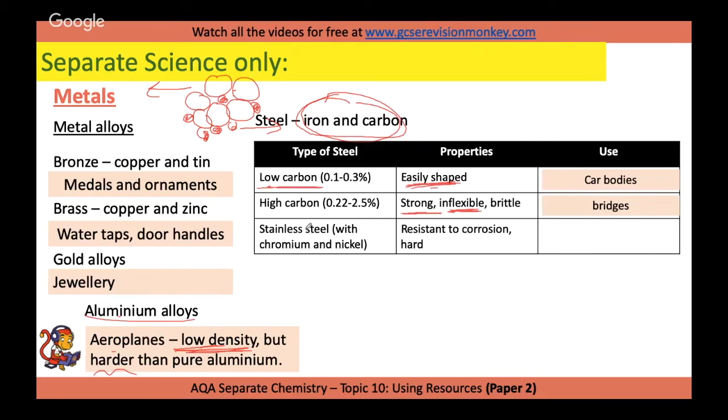The final steel alloy that you need to remember is stainless steel, which is an alloy of iron, chromium, and nickel, and carbon in there as well. And with that, you have a metal that is resistant to corrosion and very, very hard. So cutlery is a good example of something that's made out of stainless steel, because when you put it in the dishwasher, you won't want it to react with anything. And when you're cutting food, you want it to be very hard.